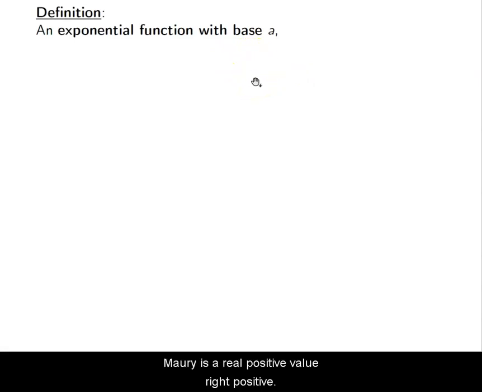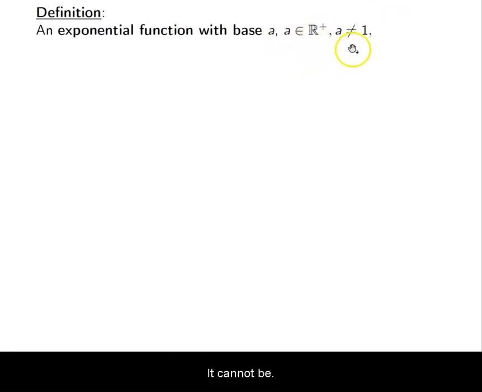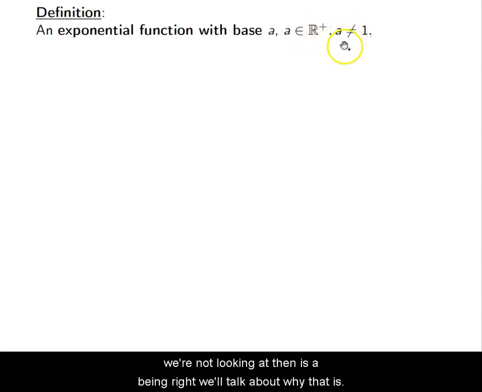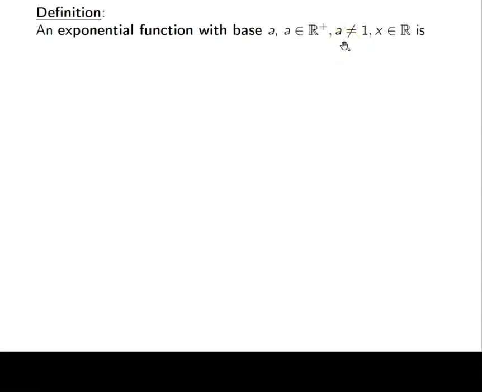So the definition of an exponential function that has a base of a, where a is a real positive value, right? It's a positive value, and it cannot be 1, okay? Or 0 in this case, right? 0 is not considered positive or negative, so this condition right here, being a positive real number, excludes 0 already. So the only value that we're not looking at then is a being 1, and we'll talk about why that is.